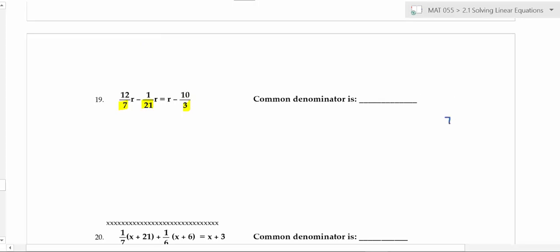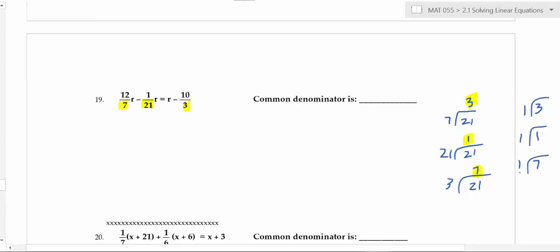Okay, so one thing you can do if you need a little bit of help on this is take the biggest number and see if everything divides into the biggest number. 7 goes into 21 3 times, 21 into 21 once, 3 into 21 7 times. Now, is this right? Yes, it is, because the only number that goes into 3, 1, and 7 is a 1. Okay, so that's the right denominator.